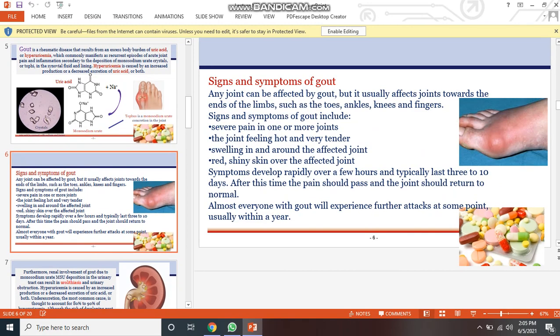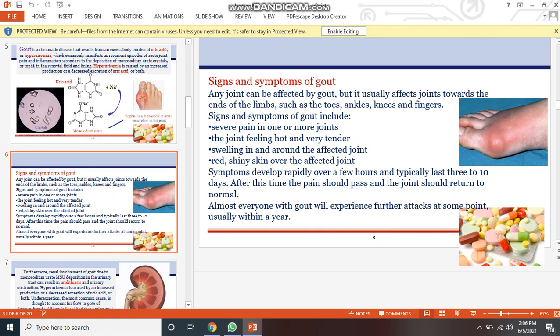The other topic is signs and symptoms of gout. What are the symptoms and signs of gout? Then we can ask whether the person has that disease. Any joint can be affected by gout, but it usually affects joints towards the end of the limbs, such as toes, ankles, knees, and fingers. Signs and symptoms of gout include severe pain in one or more joints.